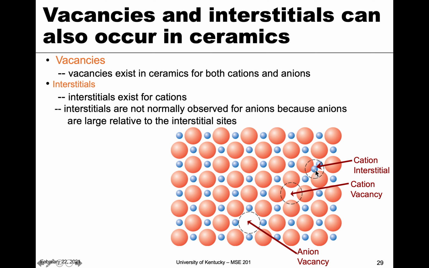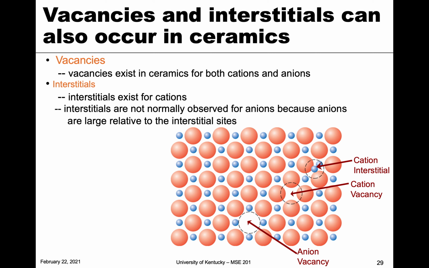The one thing to point out here is that for vacancies, we expect both cation and anion. However, interstitials typically only exist on the cation. That's because, as we've talked about before, anions are typically the larger ones, and we wouldn't expect the larger ion to have an extra one in a spot that's not normally occupied. That's why cation interstitials are more common.